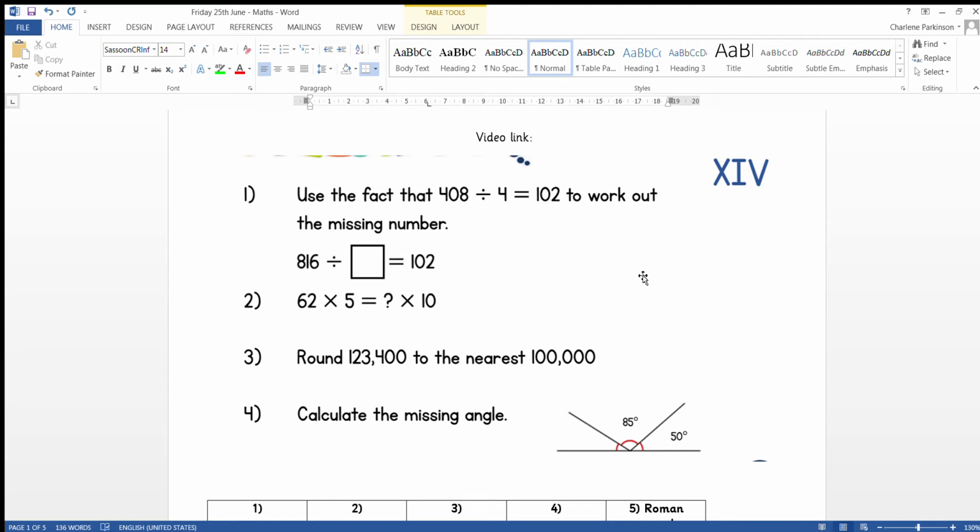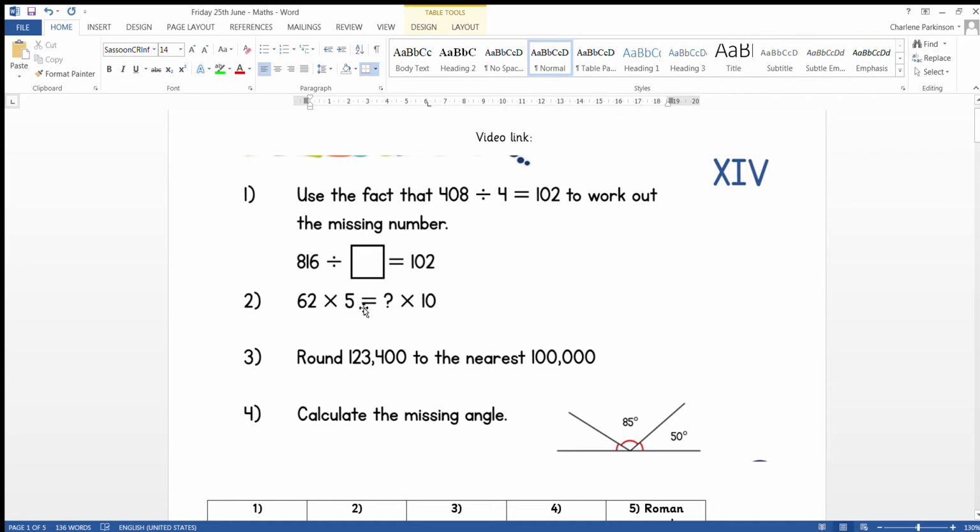Use the fact that 408 divided by 4 is 102 to work out the missing number. Look, what have you done to your 408 to get to 816? Your answer stayed the same, so what is going to happen to this bit here? Look at the pattern.